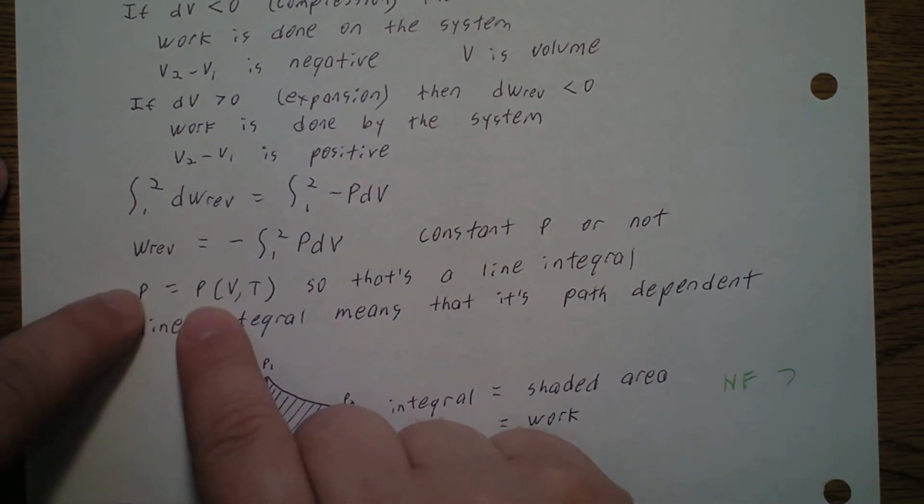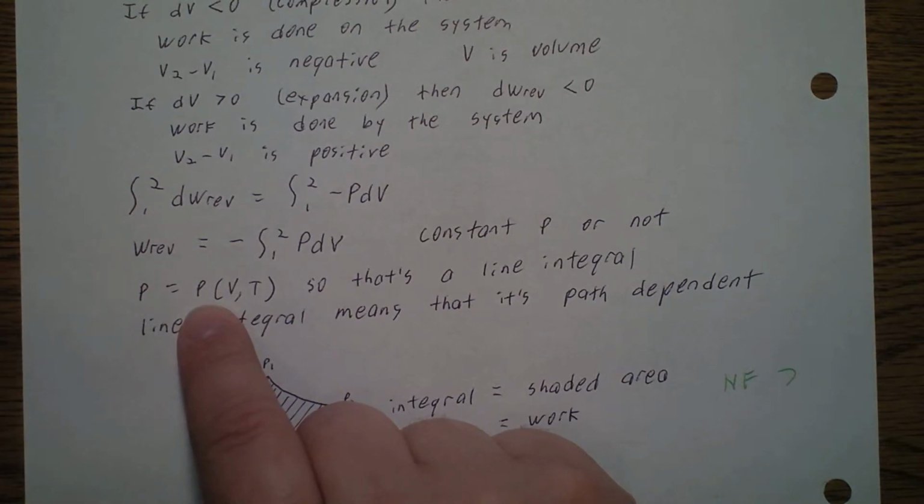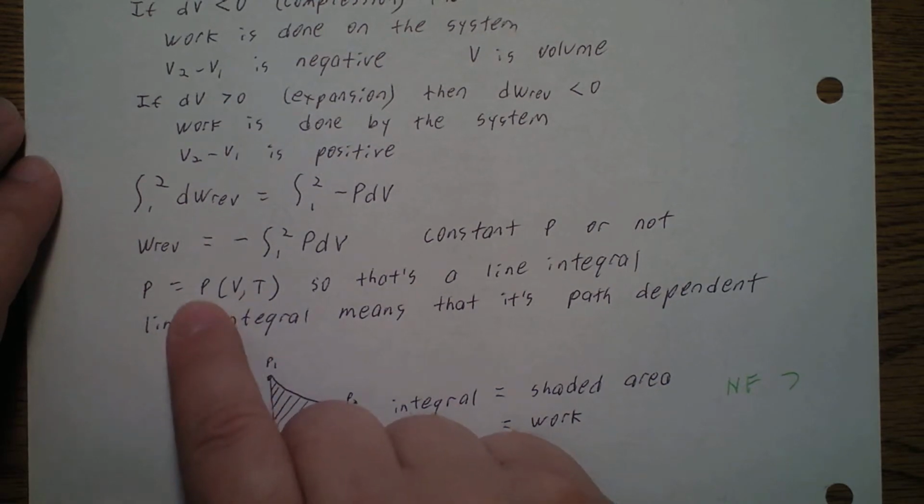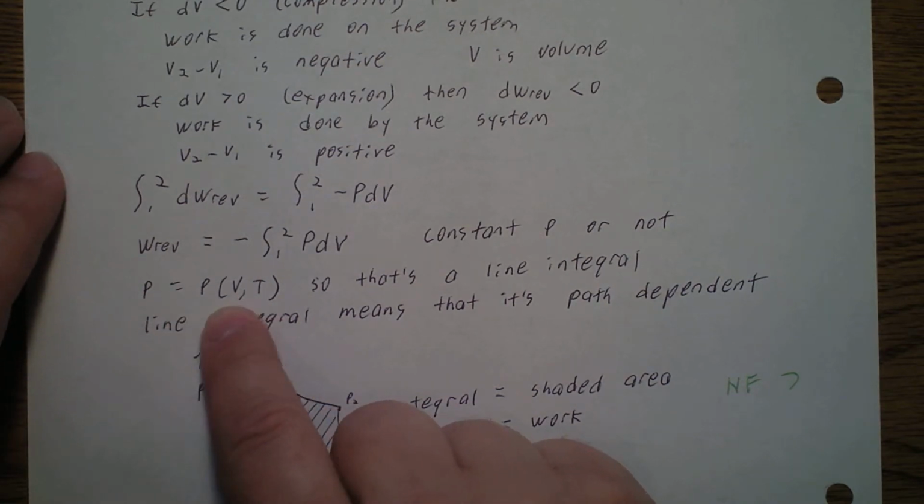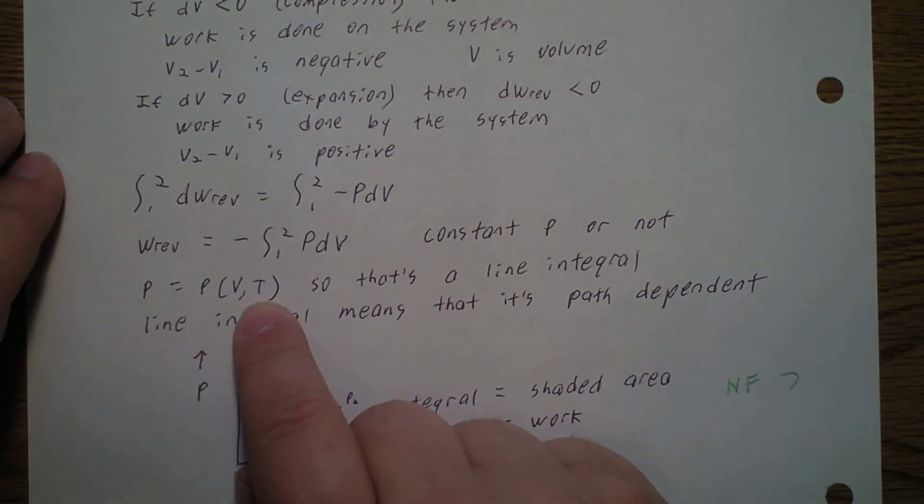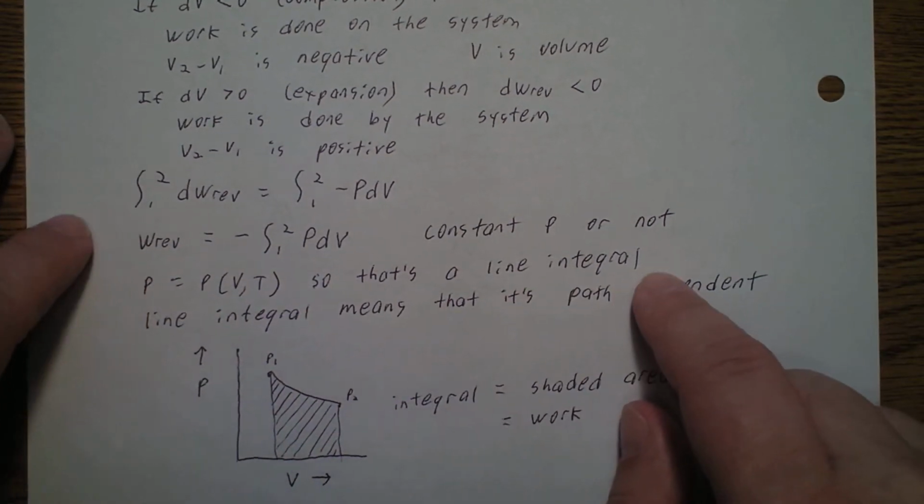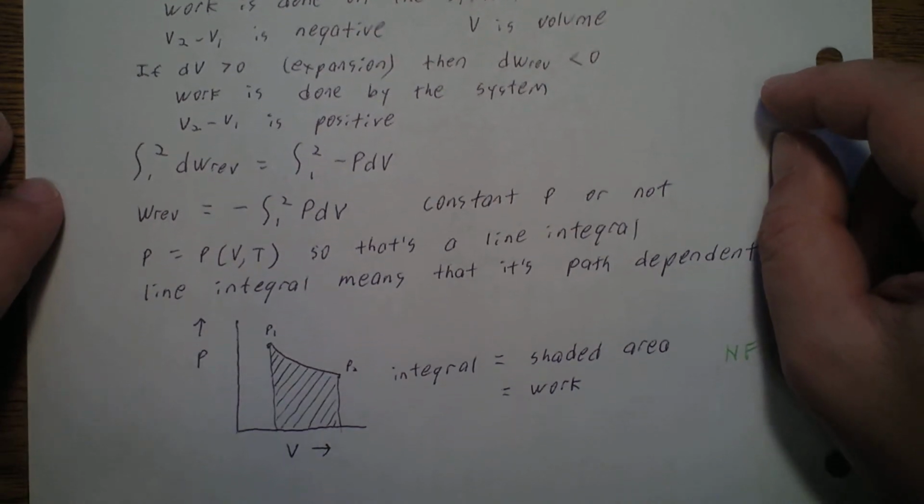Now pressure is a function. Remember we talked before about how a variable can be considered a function of other variables. So here we're going to consider pressure a function of the volume of the system and the temperature of the system. What that means is it's a line integral, which means it's path dependent.